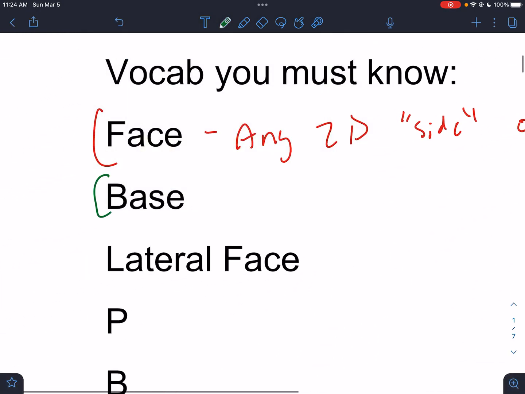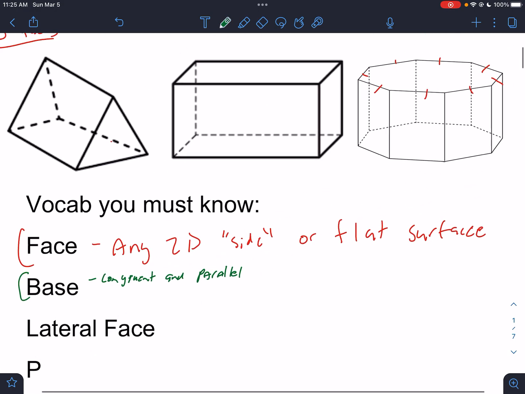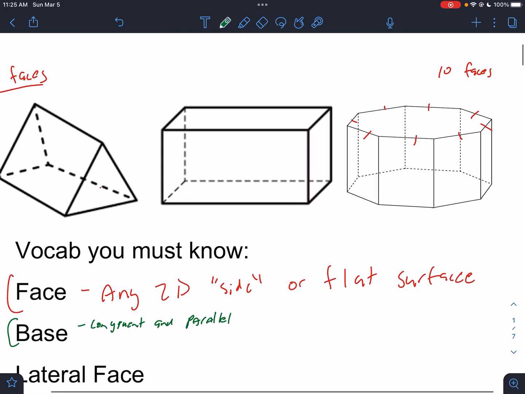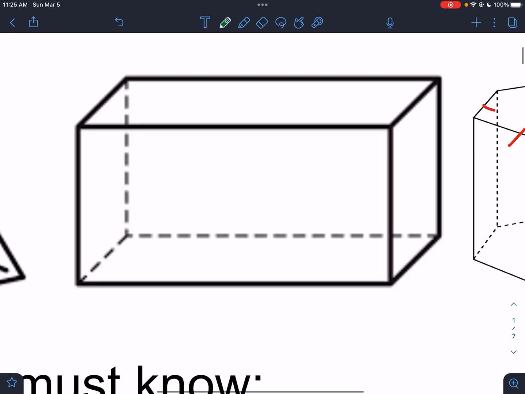Next, we have the bases. Well, there's a few things that make it a base. They are congruent and parallel. Also, if it is a prism, they're not going to be the rectangle. If it is a pyramid, they're not going to be the triangle, unless you have rare cases where it's a rectangular prism. So on this one, you could actually pick the base.